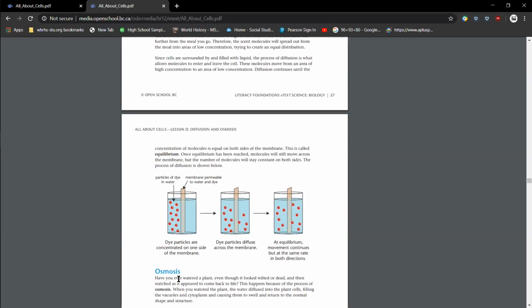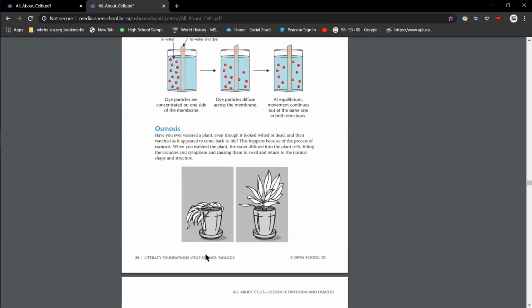So if you have ever watered a plant and then seen it come back to life, this is an example of osmosis. So osmosis is just the movement of water. If you remember, we said that diffusion was just the movement of molecules across the membrane. Well, osmosis is the movement of water across the membrane. So for example, if you water a plant and the water diffuses into the plant cells, what actually happens is the vacuoles and the cytoplasm take up the water, and they start to swell, and they'll return to their normal shape and structure. So that's what osmosis is.